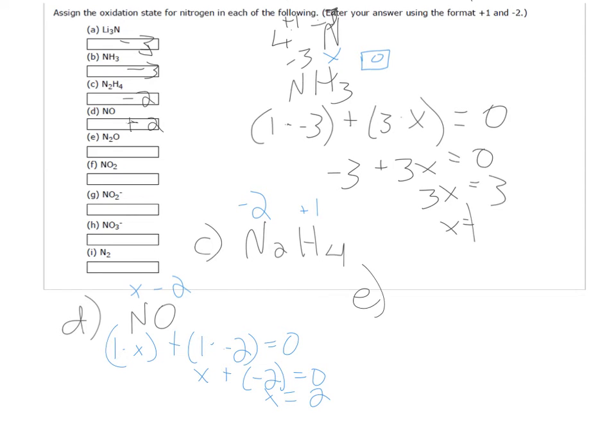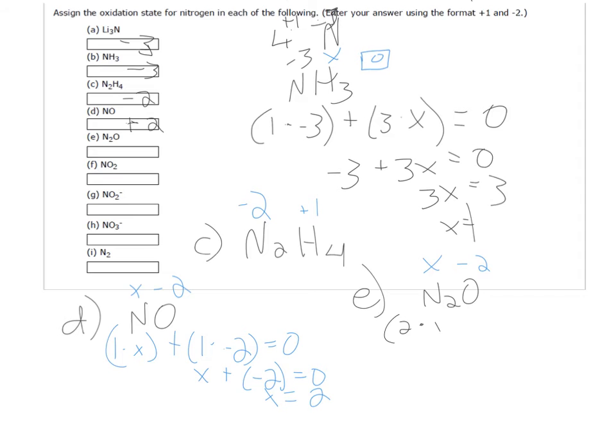Part E, very similar calculation, except now we've got 2 atoms of nitrogen. So here, we'll definitely do the math. We'll call nitrogen's oxidation state X. And notice once again, the overall charge for the compound is 0 because nothing is written to the upper right of the symbols.